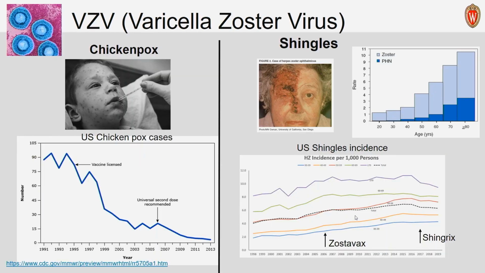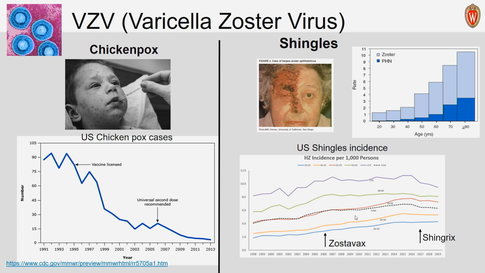VZV, or varicella zoster virus. This has the 2 main presentations, chickenpox generally in children and shingles in adults, and it's been really fabulous to watch with our surveillance data how this has been impacted by vaccination. So the vaccine was really implemented and widely recommended in '96. So if you're like me, I think most people here were born before '96.